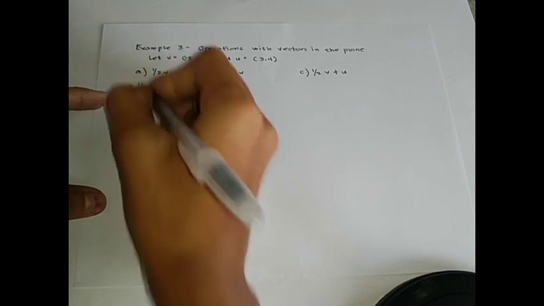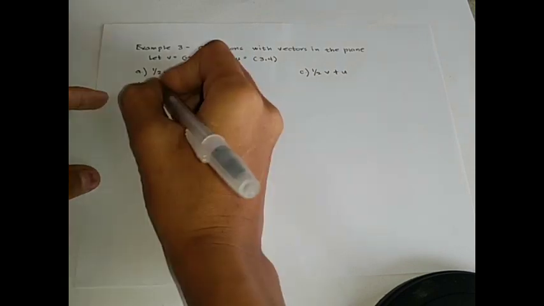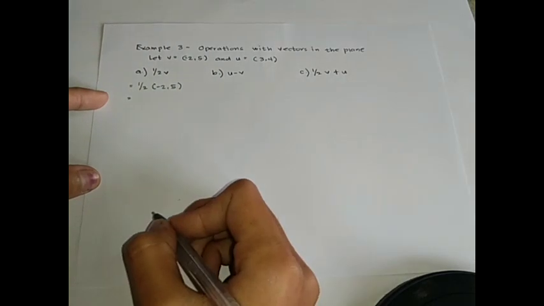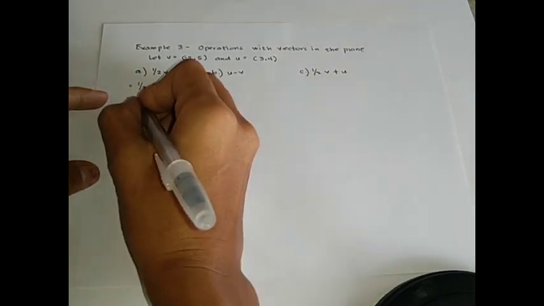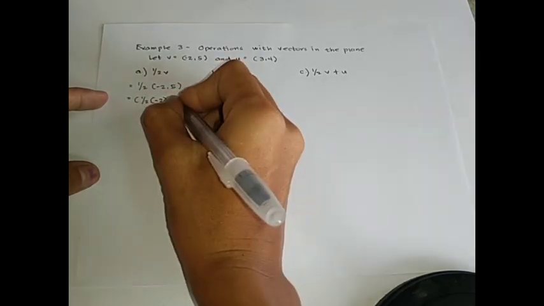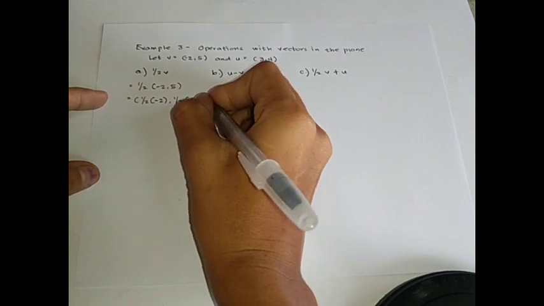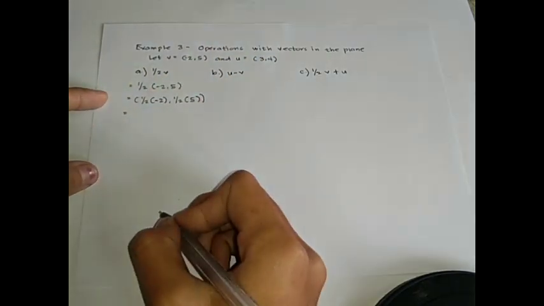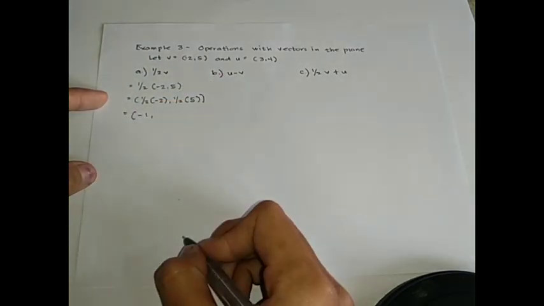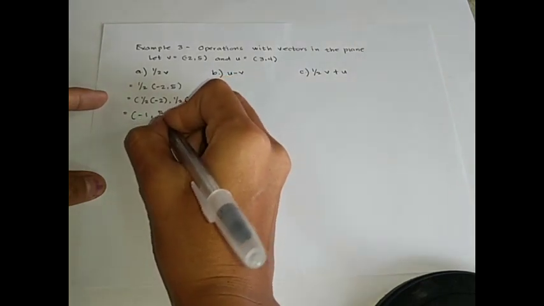Copy the 1/2, then substitute the value of v, which is (-2, 5). Multiply their corresponding components: 1/2 times -2, then 1/2 times 5. 1/2 times -2 is equal to -1, and 1/2 times 5 is 5/2.